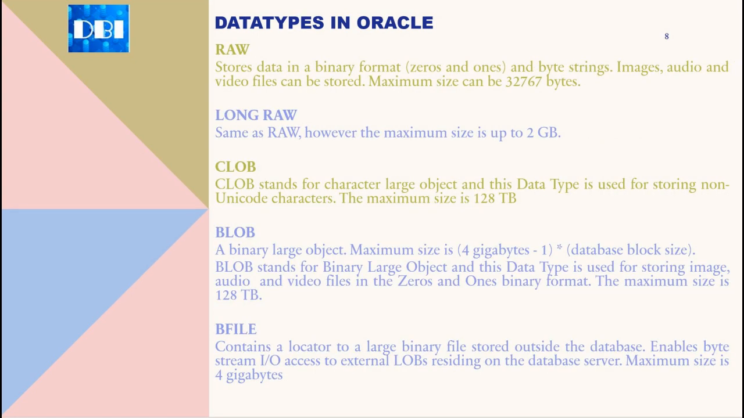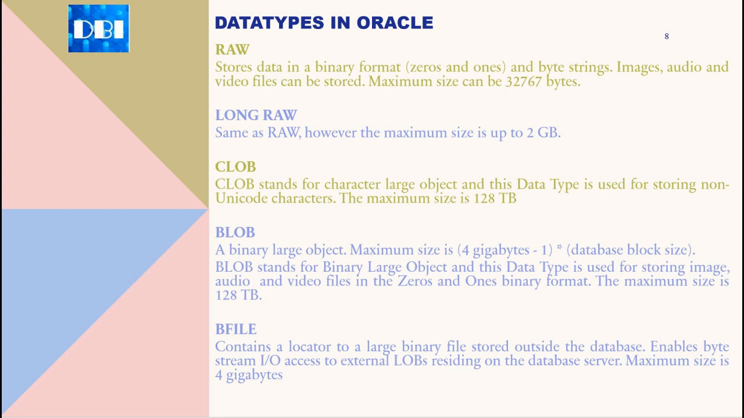Raw. Stores data in a binary format, zeros and ones, and byte strings. Images, audio and video files can be stored. Maximum size can be 32,767 bytes. Long raw. Same as raw, however the maximum size is up to 2 GB.